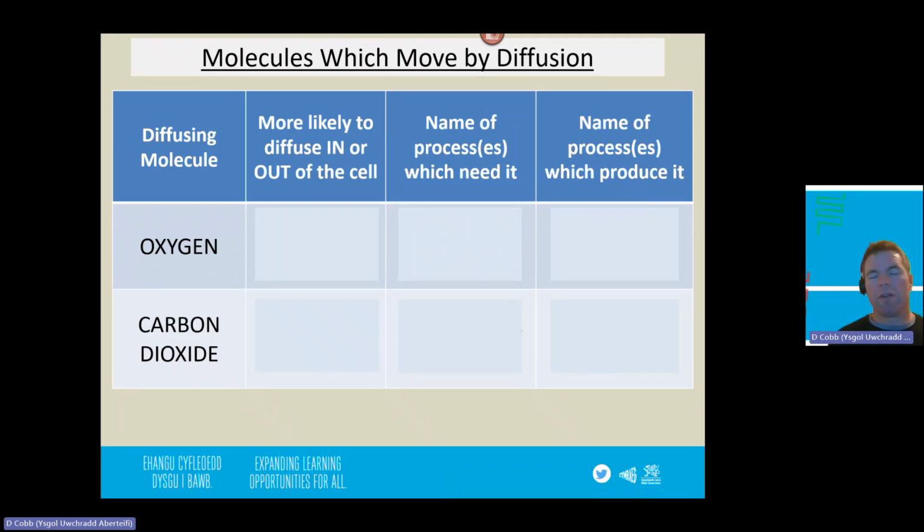Okay, so the focus here, I have to say, the bias here is towards human. So I'm saying it's diffusing into the cell because respiration is taking place inside cells. And if respiration is taking place inside cells, that's going to cause the concentration of oxygen inside the cell to decrease. And that's going to mean there's going to be a higher concentration outside. So it's going to move in. Strictly speaking, if we were talking about photosynthesis, we could say it the other way around. It would be diffusing out of the cell.